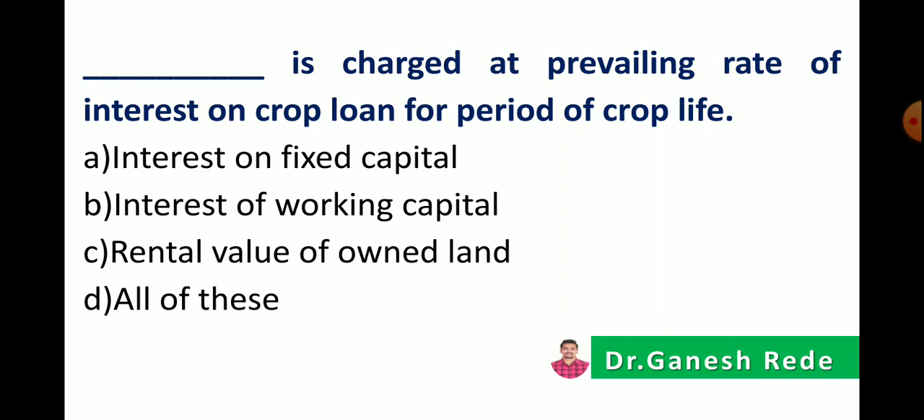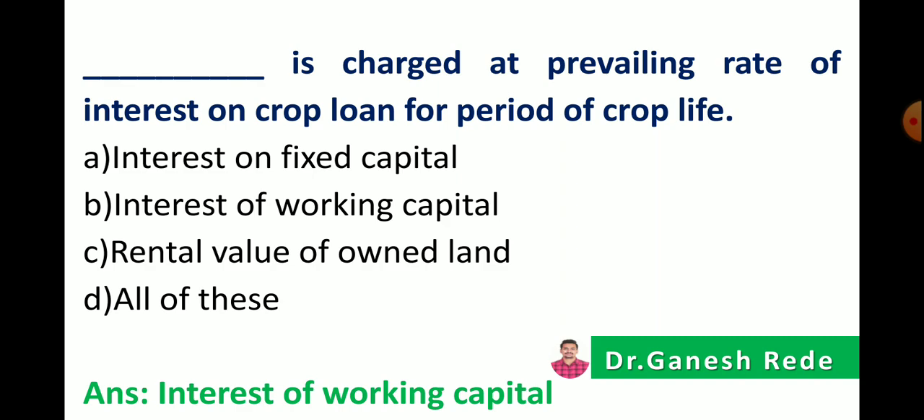So the correct answer is that interest on working capital is charged at the prevailing rate of interest on a crop loan for a period of crop life. Means these are the commercial rates for the short period loan or for the crop loan. So suppose we have to purchase the inputs, we will take a short period loan or short term loan, which is considered as a crop loan also. So it is charged at the prevailing rate of interest on a crop loan for a period of crop life. So it is related to interest on working capital.